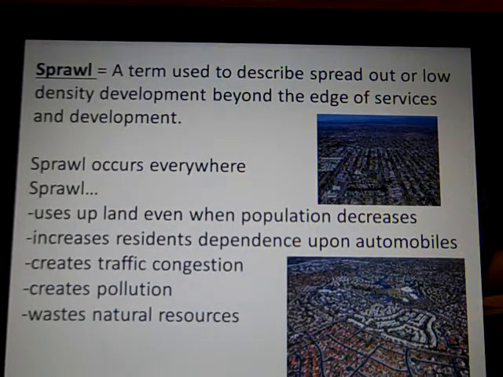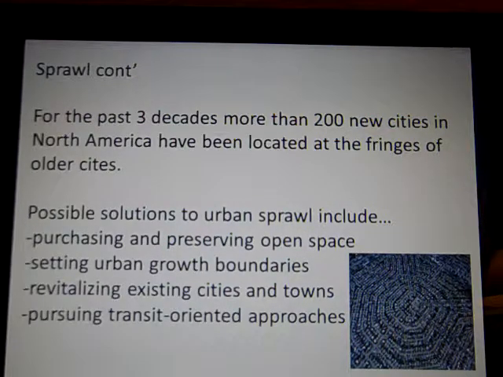It increases our dependence upon automobiles. It increases traffic congestion. It creates pollution. It wastes natural resources. So there are a lot of problems associated with urban sprawl. For the past 30 years, more than 200 new cities in North America have been located at the fringes of older cities. So sprawl is such an issue that we're actually seeing the creation of completely new and different cities. Possible solutions to sprawl include purchasing and preserving open space.